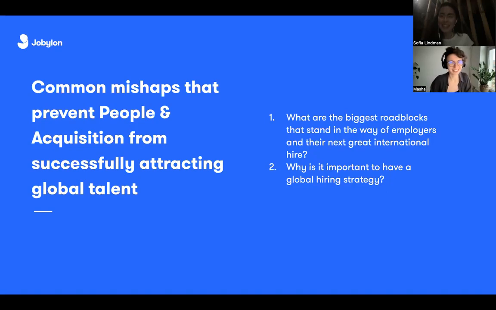Yeah, I'm super curious about the concrete stuff. In terms of the job ad, for example, do you have any concrete tips that someone could take away straight away and implement to make it more inclusive or more global friendly, if you may say so? Yeah, definitely.